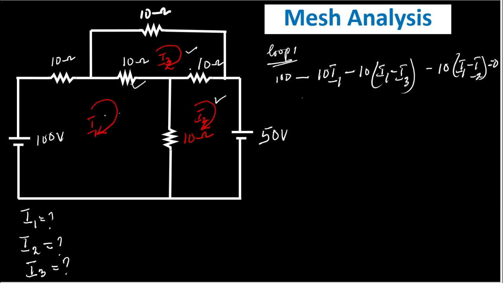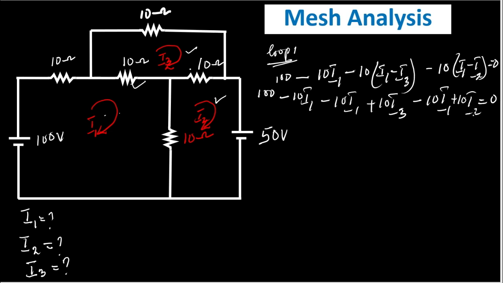Now, most important in mesh analysis is to observe the direction of the current. If you make a mistake here, you actually miss the question. This is where most students make mistakes. Now let's open the brackets: 100 minus 10 I1 minus 10 I1 plus 10 I3 minus 10 I1 plus 10 I2 equals 0.